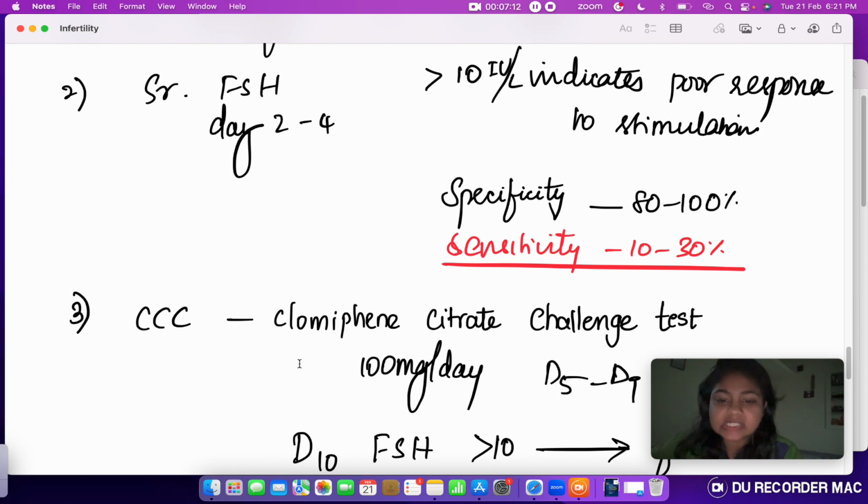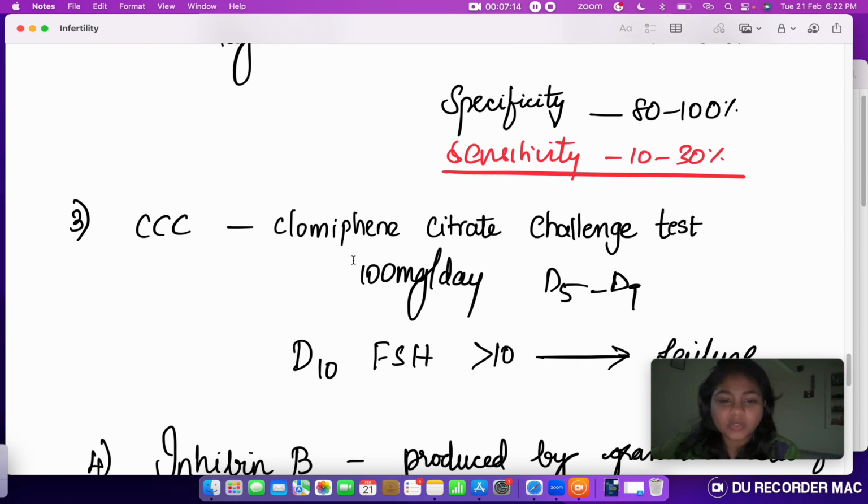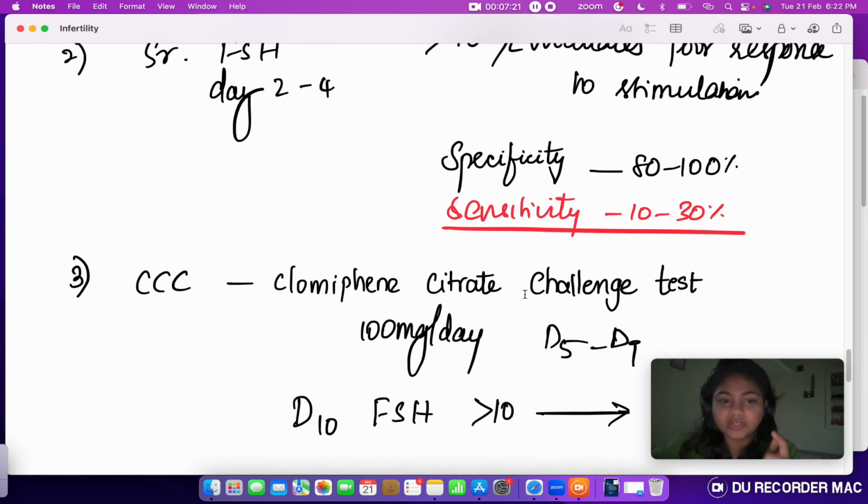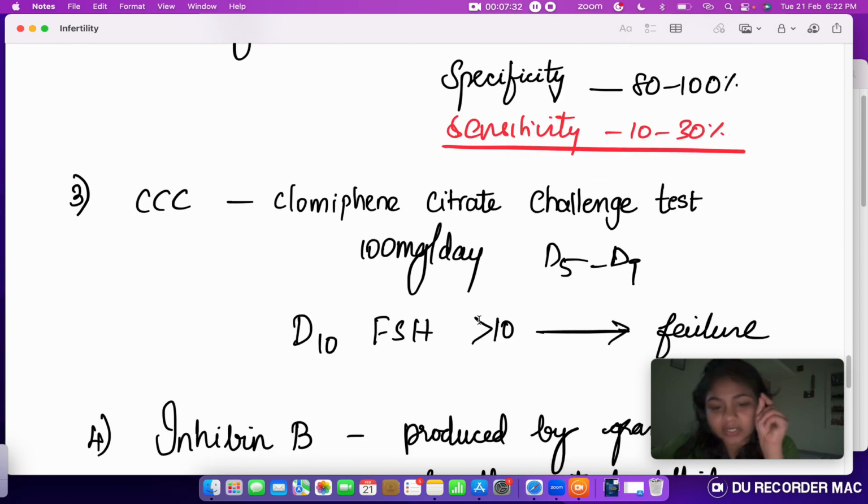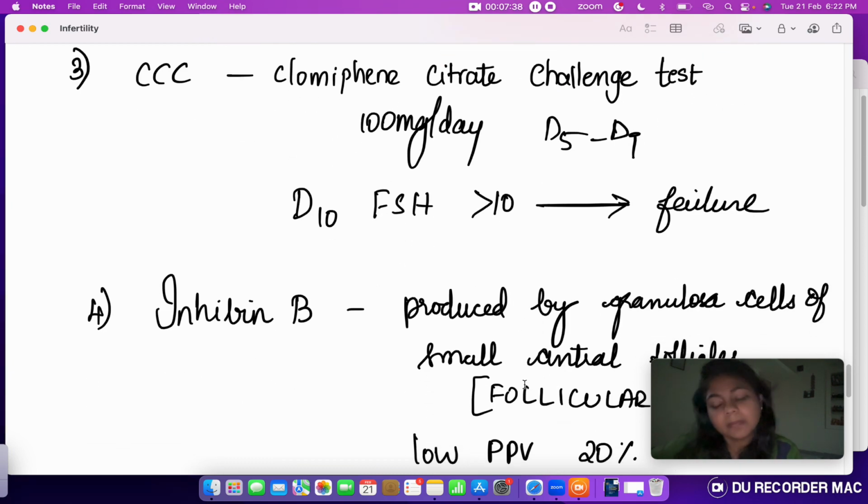CCCT, that is the clomiphene citrate challenge test. They measure FSH on day 2 to 4, and then from day 5 to day 9 they give 100 milligram clomiphene citrate once daily for 5 days, and then on day 10 they measure the FSH. If on day 10 the FSH is still more than 10, it indicates treatment failure. They respond very poorly, so they need donor eggs or something like that.